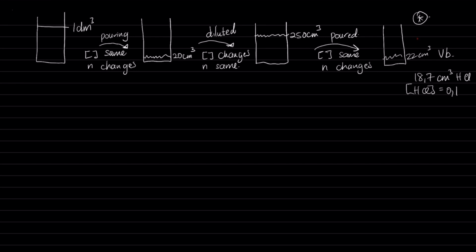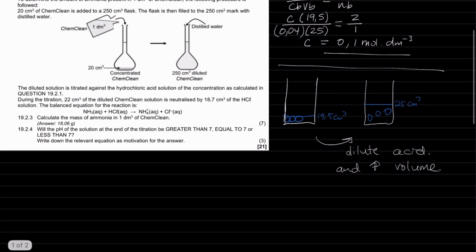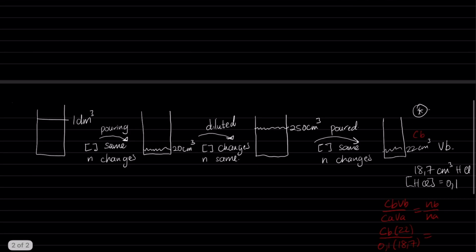Now that we have most of the information, let's get started with the actual calculations. What we don't have is the concentration of the base, so that should be our starting point. Since it's a titration, we can use the CAVA formula. I'm going to start by writing CBVB divided by CAVA is equal to NB over NA. The reason I'm switching it is because I don't know CB, and this makes the calculations a little easier. Let's substitute: CB multiplied by 22, divided by CA, which was 0.1, and VA was 18.7. Now let's look at the ratio in our reaction. The ratio is 1 to 1, so here it's just going to be 1.